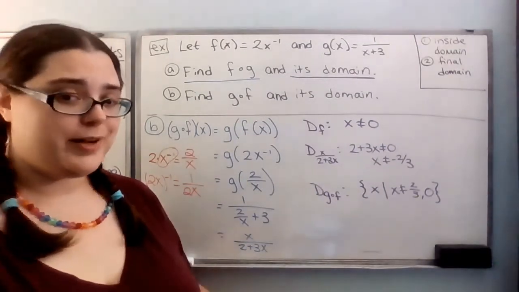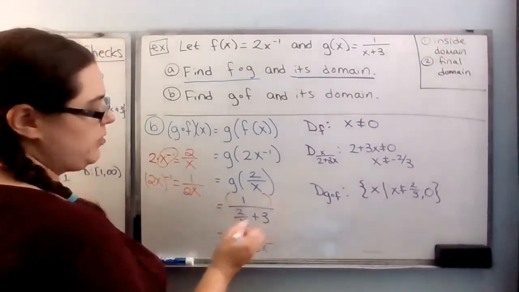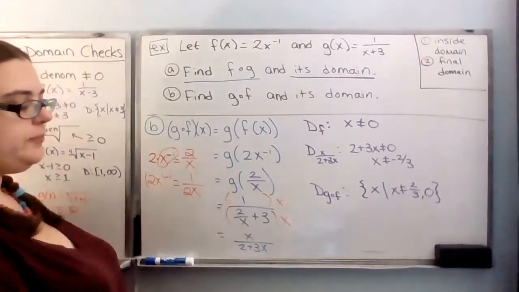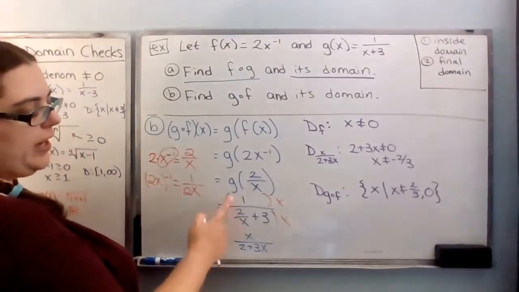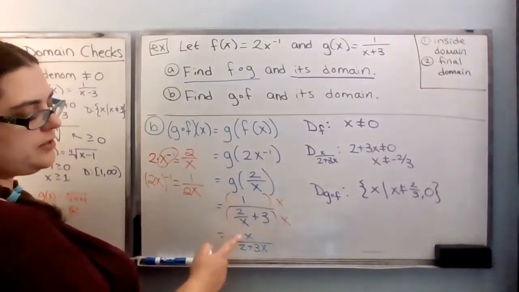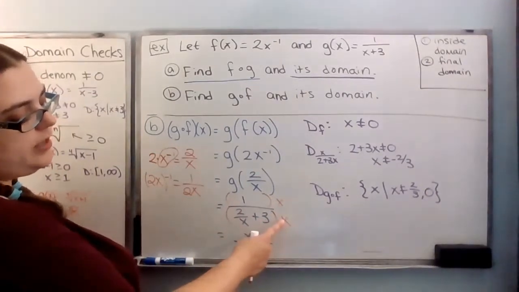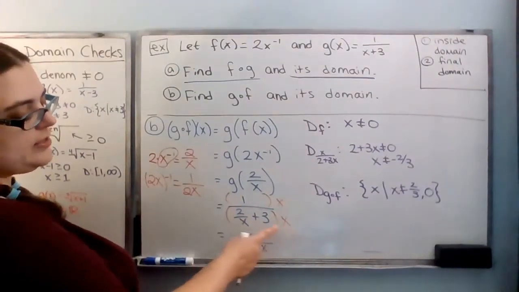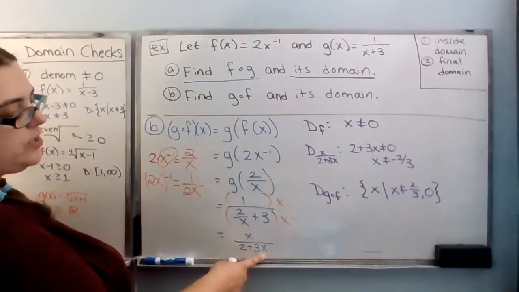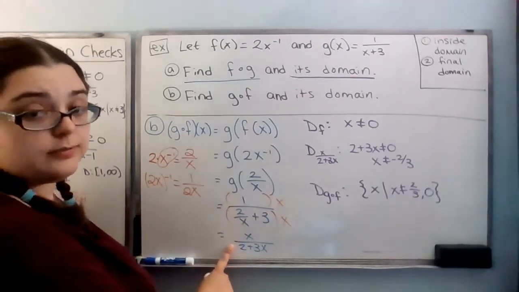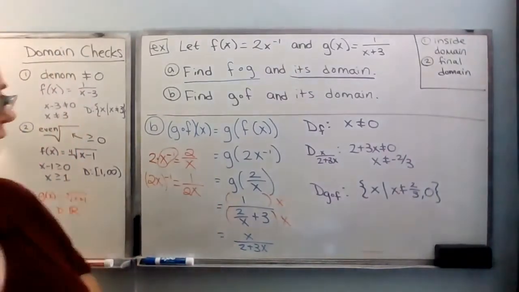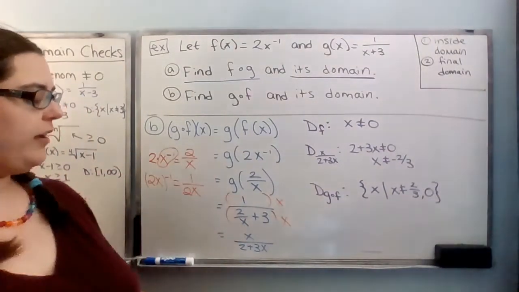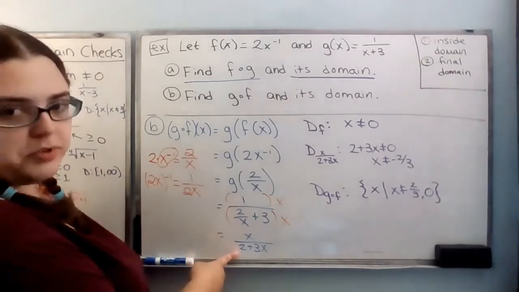Because we only have one denominator, the easiest way to do that is to multiply the big top and the big bottom by that little denominator. So I multiply top and bottom by x. 1 times x is x. When I distribute the x times 2 over x, those x's cancel out and I get 2. And then x times 3 is 3x. So that's how I went from this line here to this one here. So when I find the expression for g composed with f, I end up with x over 2 plus 3x.